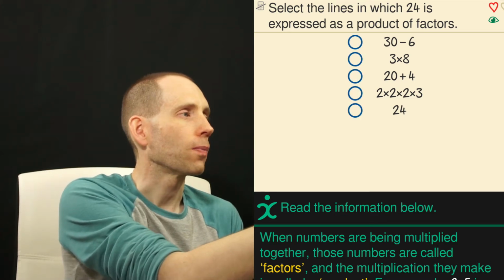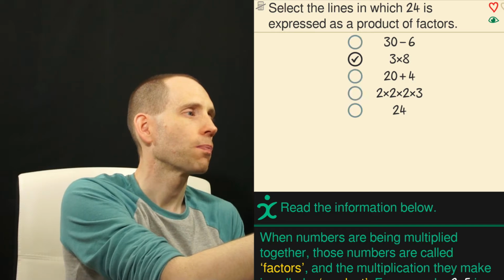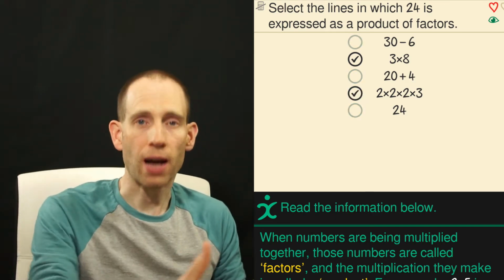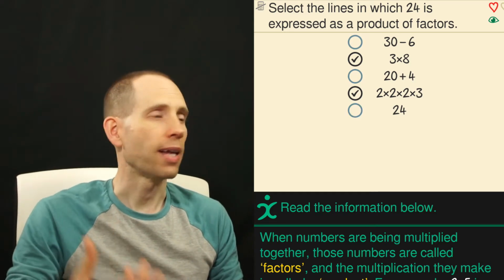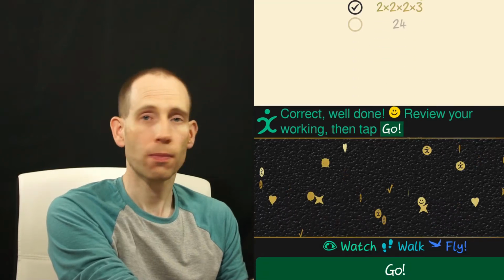So the 3 times 8, the 3 and the 8 are the factors, 24 is the product, and the 2 times 2 times 2 times 3 is also 24. That's a series of factors being multiplied together in a product. There we go.